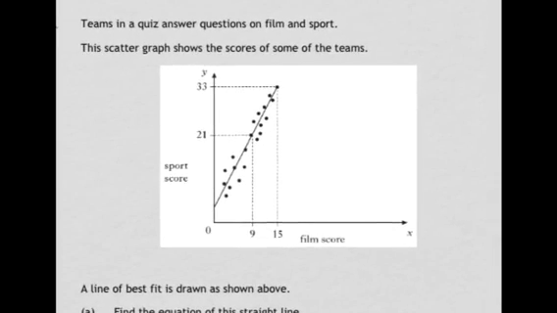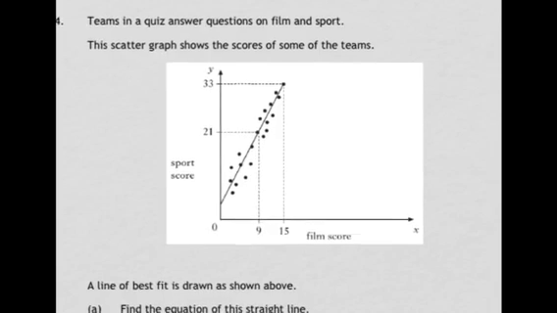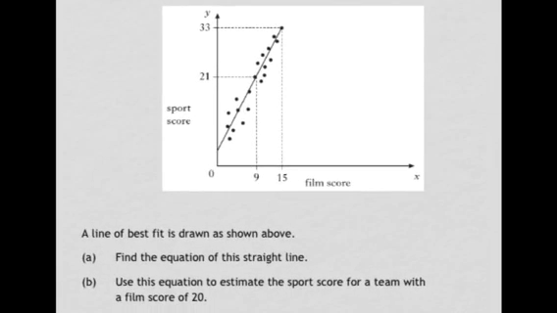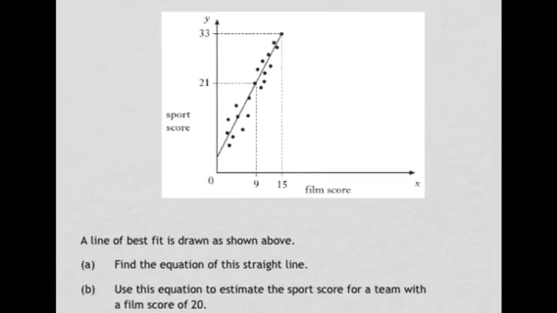Question 4. Okay, teams in a quiz answer the questions. The scatter graph shows the scores of the teams. Find the equation of this straight line. Well, we know from the question what these 2 points here are. Okay, let me transfer the first one as 15 across and 33 up. If you do the same for that one, using those 2 points should allow us to find the gradient.